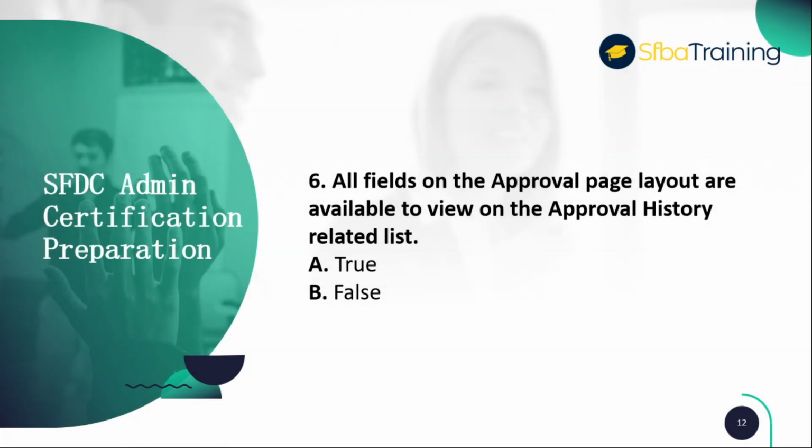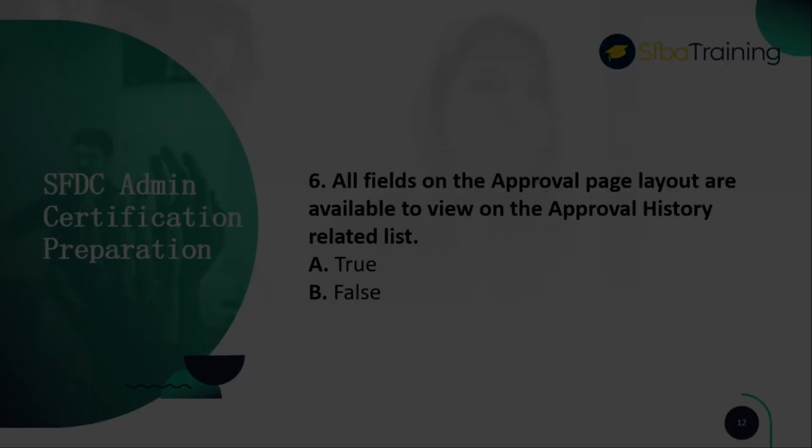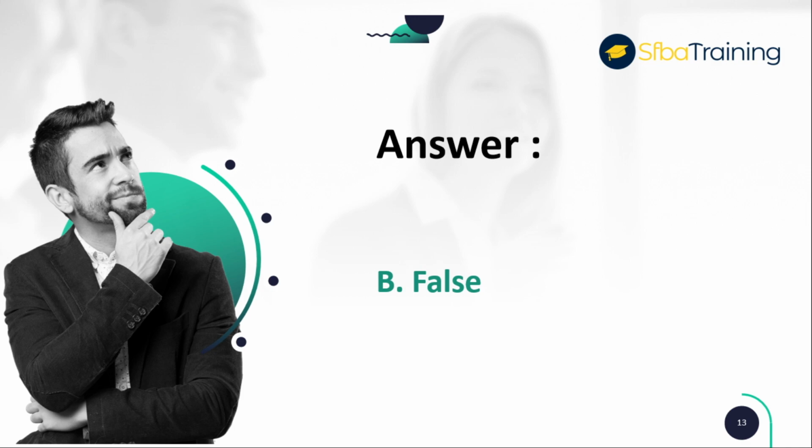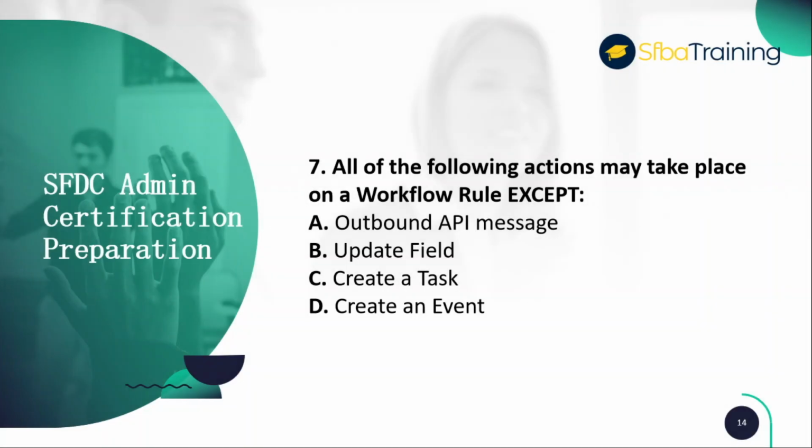Number 6. All fields on the approval page layout are available to view on the approval history related list. A. True. B. False. The answer is B. False.